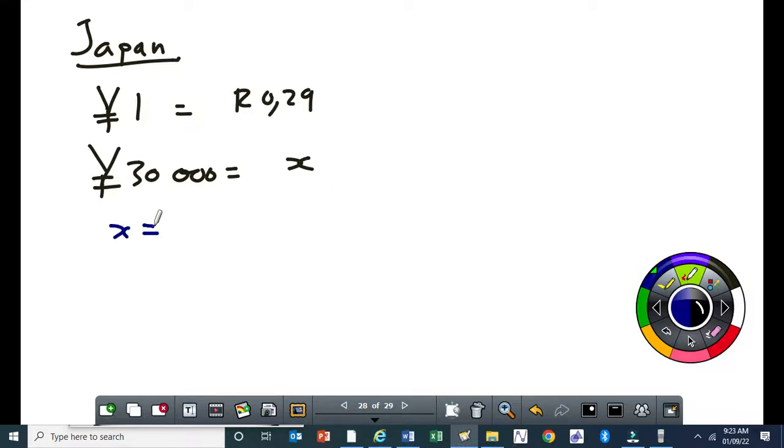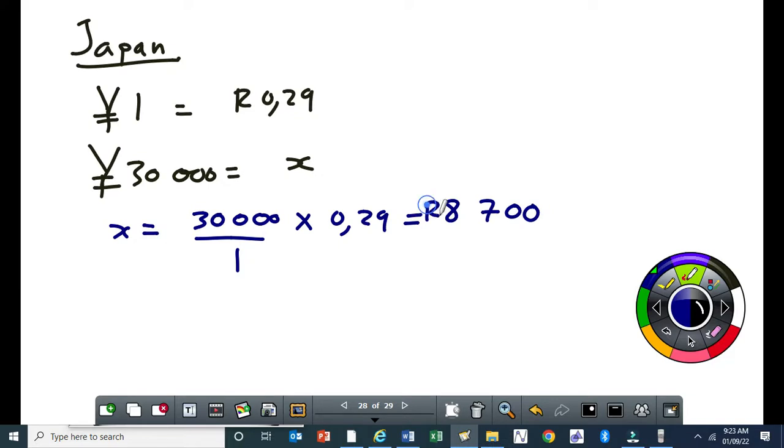So obviously, if you are to convert 30,000 to rands, the amount has to be lower. So how do you calculate that? It will be 30,000 divided by 1 times what? 0.29. And what answer do you get? 8,700. So we'll do the same for England.